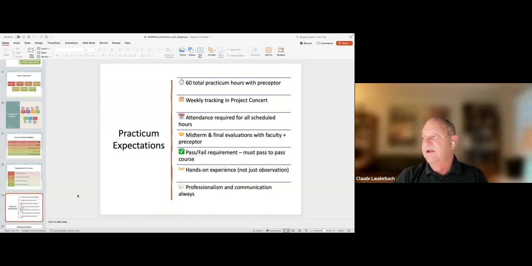Attendance is required for all scheduled hours. We don't really schedule hours, whereas nurse practitioner students do. But attendance, when your preceptor expects you to be there, we expect you to be there if you can, or at least notify them why. You'll have midterm and final evaluations with the preceptor and faculty. That's the site visits I talked about. You do have to pass the practicum, complete it, in order to pass the course.